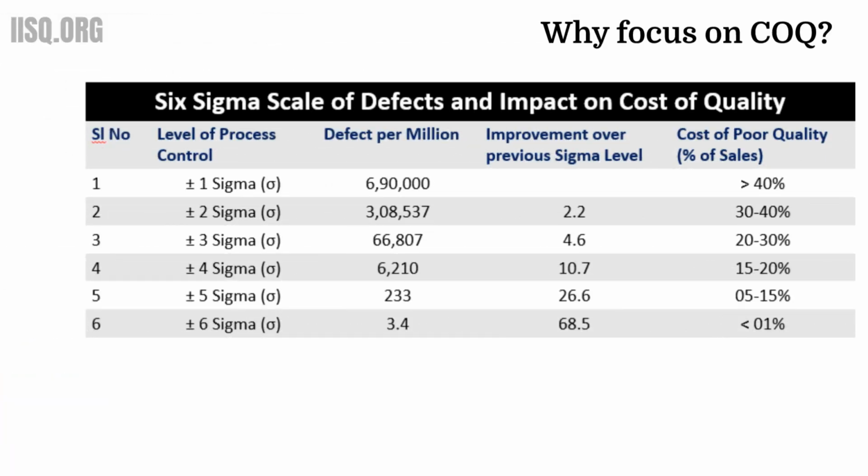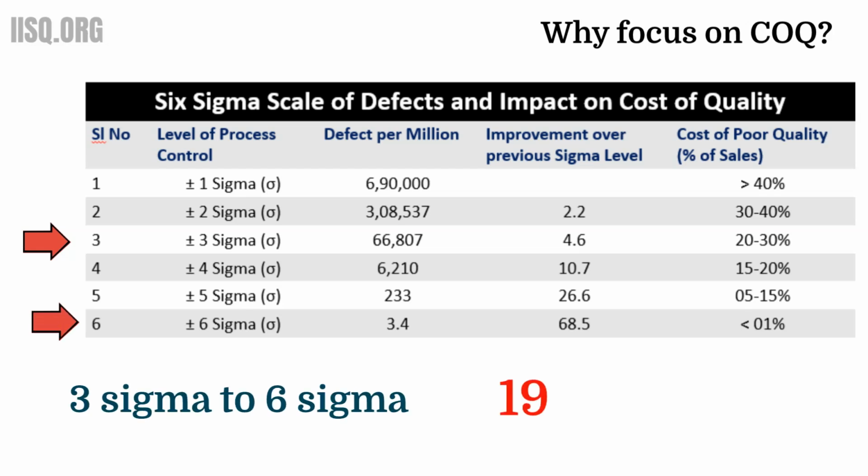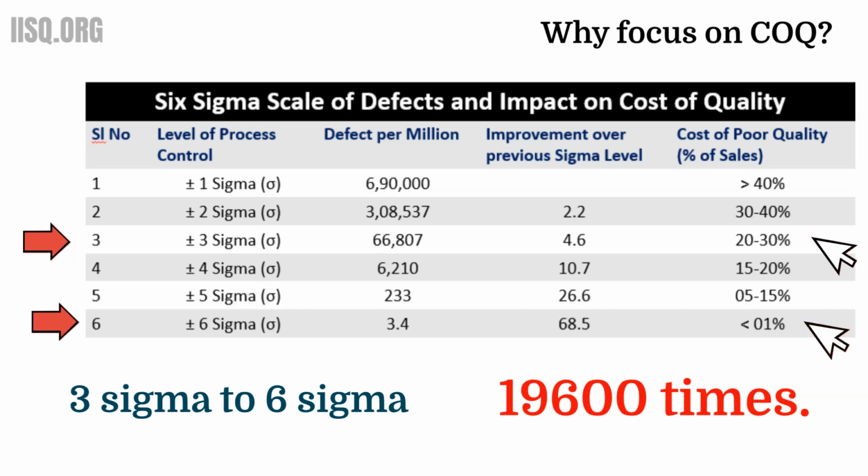It has been proved many times in the industrial setup that during the Six Sigma improvement journey, for the change from 3 Sigma level to 6 Sigma level, there is 19,600 times improvement. And the cost of poor quality reduces from 20 to 30% to less than 1% of sales volume. So this is the quantum of loss we suffer for poor quality.